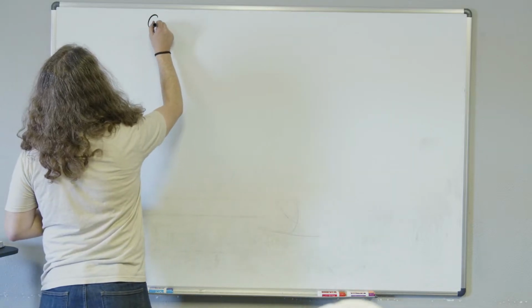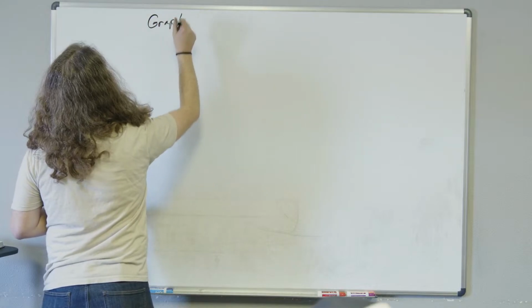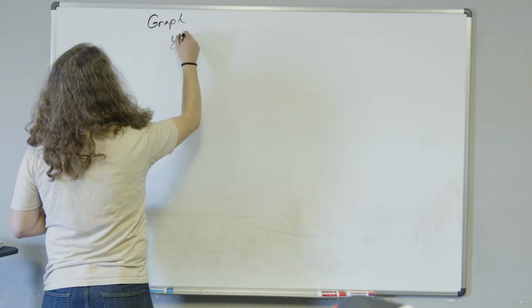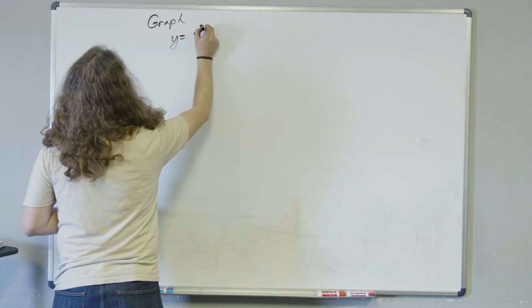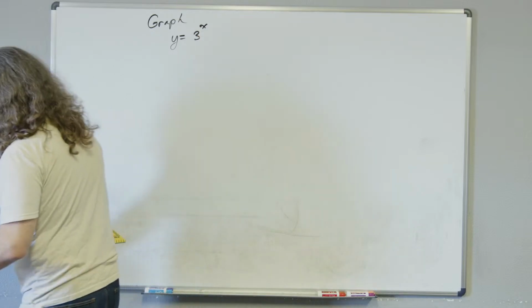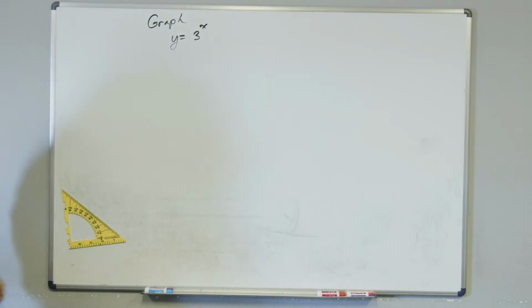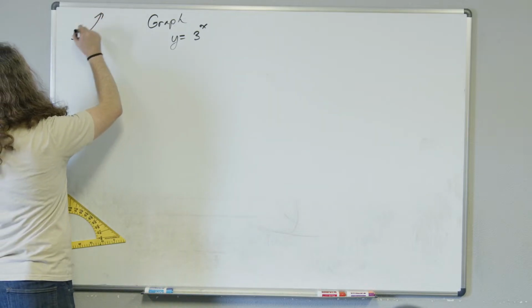Graph y equals 3 to the x. Which parent function does this one go with? Growth or decay? Growth. How do I know it's growth? Yeah, because b is 3, which is greater than 1. So the parent function looks like this.